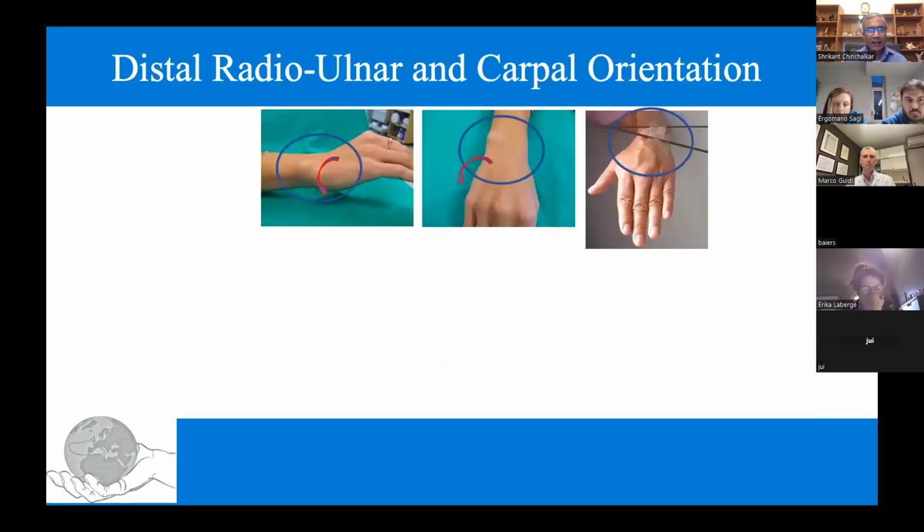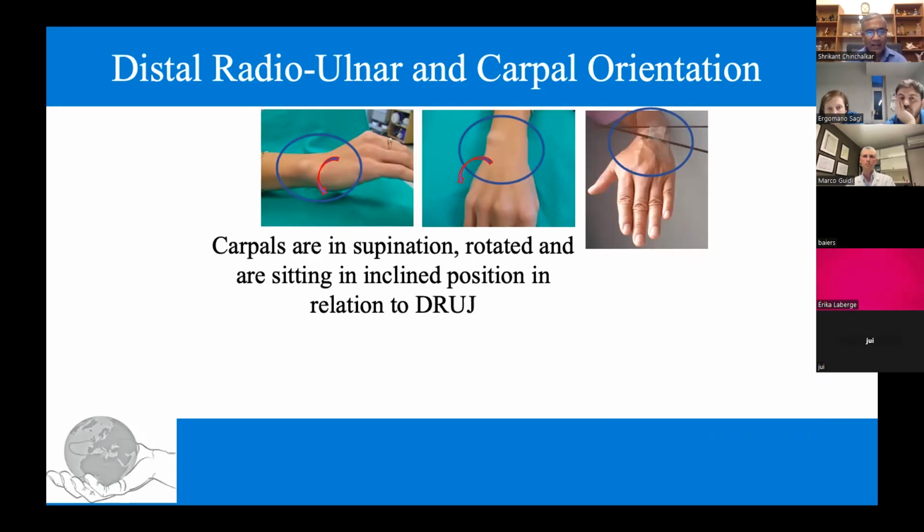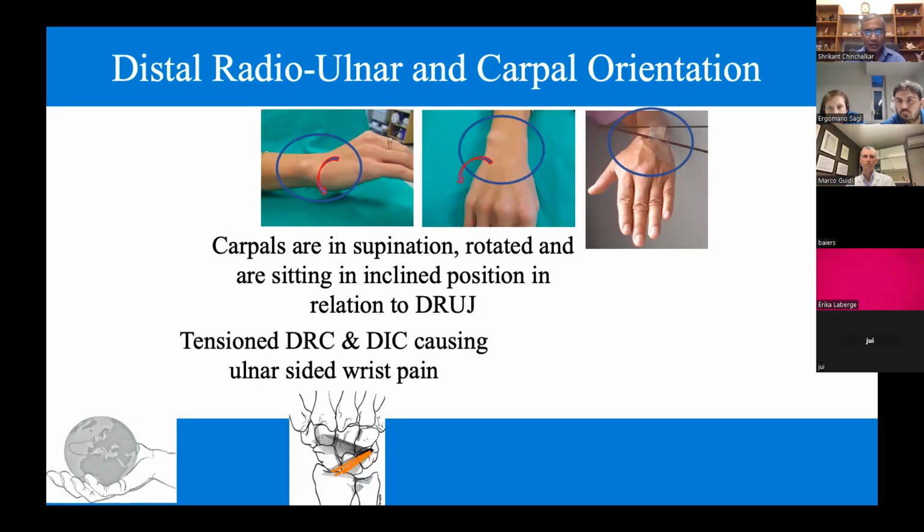What we are looking at is that the distal radioulnar and carpal orientation is somewhat altered. Often you will see a carpal sag on the ulnar side. The carpus is pronated, and of course there is a misalignment. If you look at the distal radioulnar relationship in relation to the carpus, there is an oblique orientation of these two. In other words, the carpals are in a supinated position, rotated somewhat, and sitting in an inclined position in relation to the distal radioulnar joint.